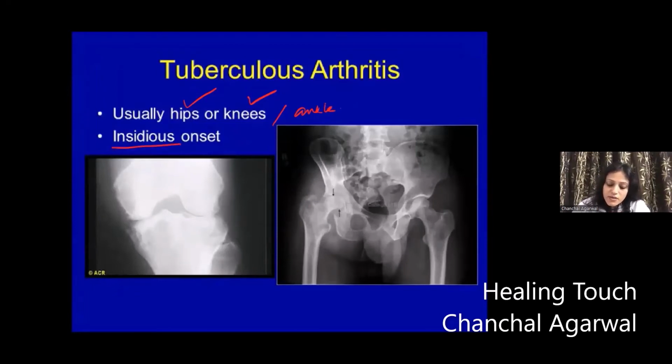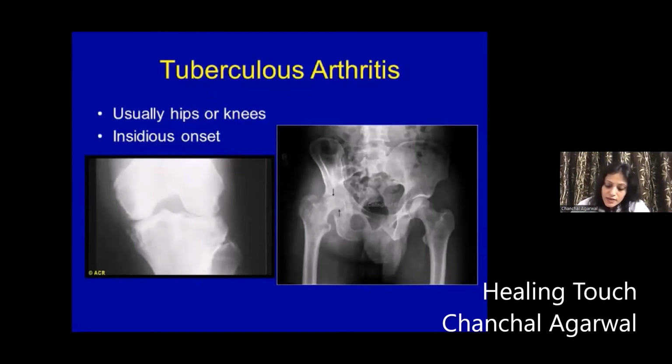Insidious onset. What is the meaning of insidious? Insidious means gradual, but painful. Not in one day. It's a gradual thing, but it's a very painful and degenerative. That is insidious. So it's insidious onset of arthritis. It is not in one day. Gradual, slowly, it's eating up the bone.